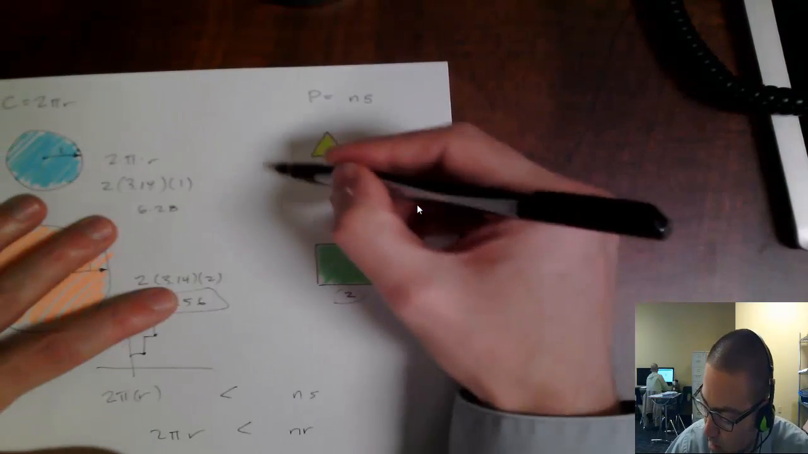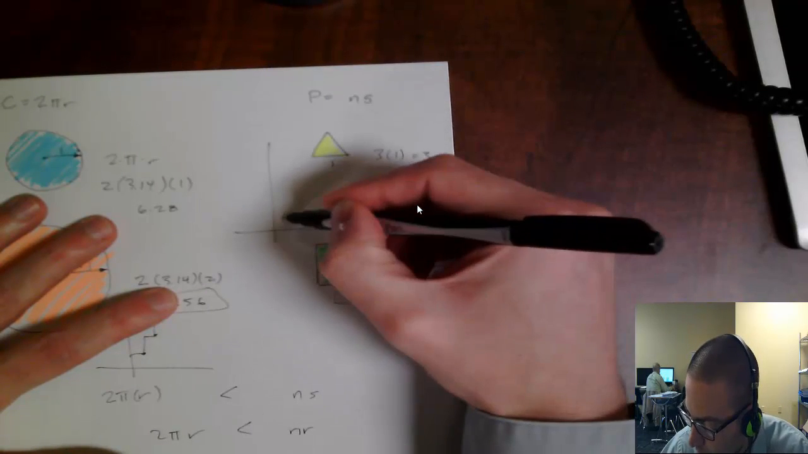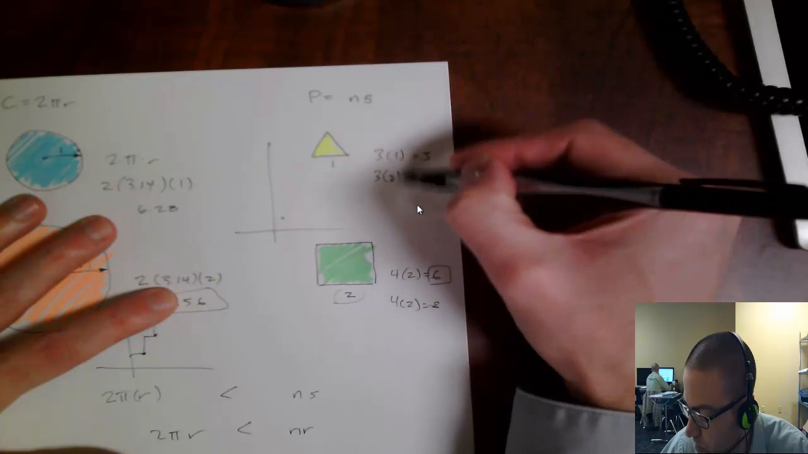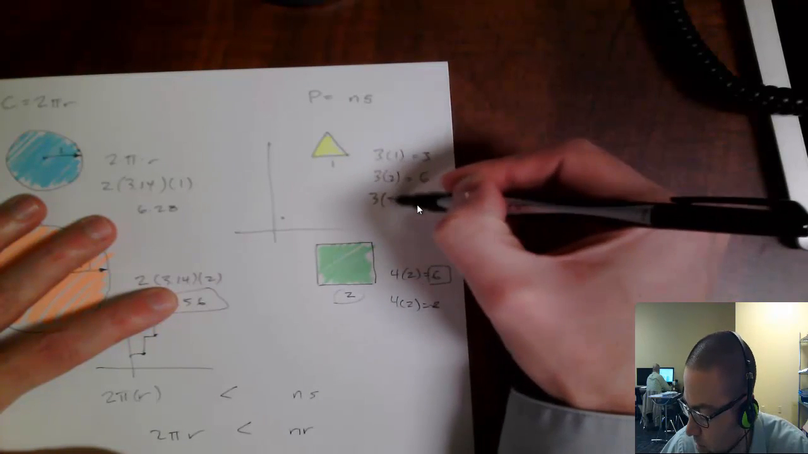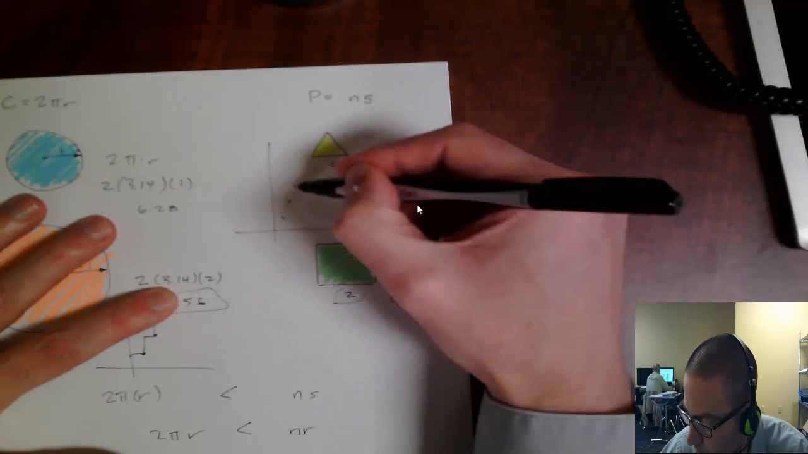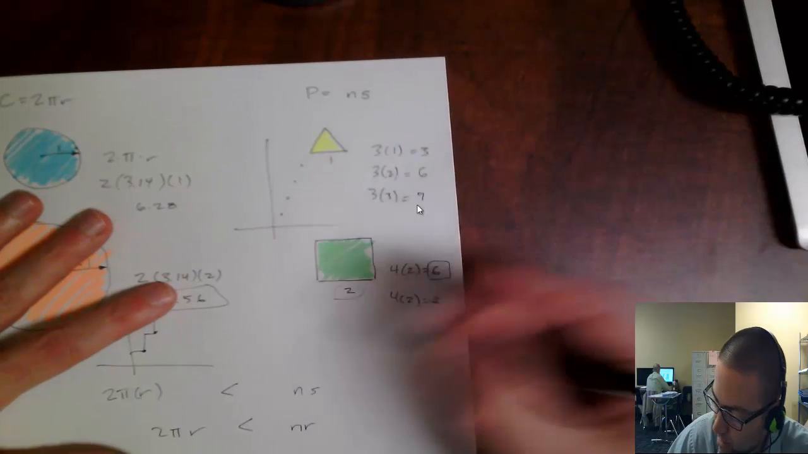So a triangle has a perimeter of 3 when the side length is 1, and if I had a side length of 2, it would be 6. Side length of 3, it would be 9, and this grows in a linear way too. So we're going to be looking at linear functions.